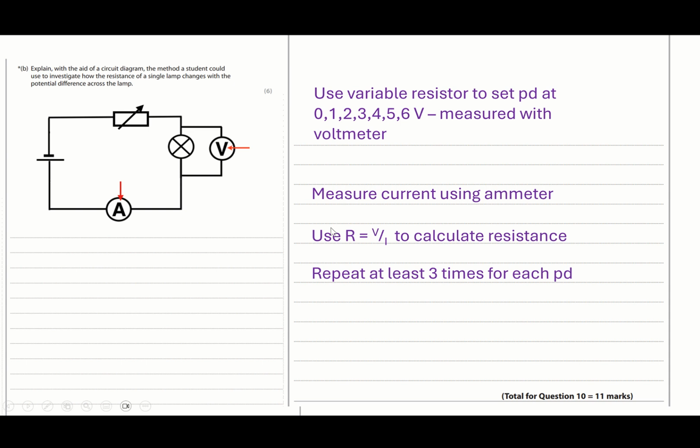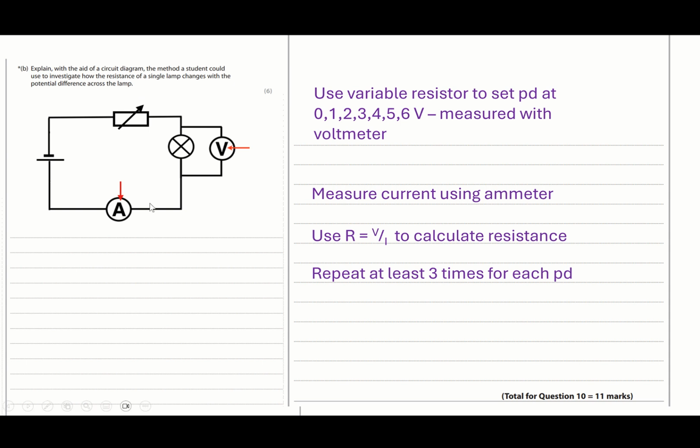So once we've got that diagram, use the variable resistor to set this to 0, 1, 2, 3, 4, 5 volts. Perfect. Measure the current using the ammeter. Perfect. Then use Ohm's law, R equals V over I, to calculate the resistance. Mark. Repeat at least 3 times for each potential difference. So I did get you to learn that really well, but it's been a while since you've done it actually, so I'll put it into retrieval practice if this is done badly.